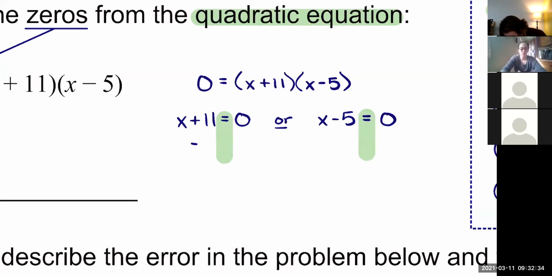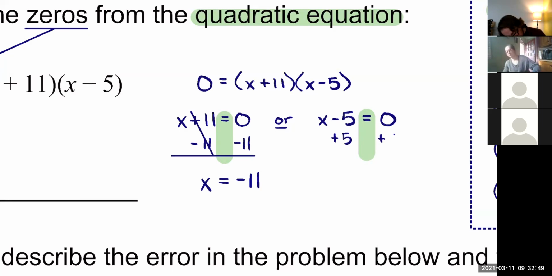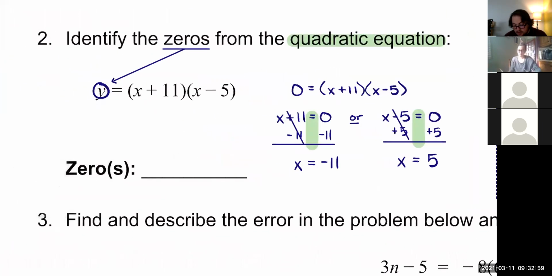Minus 11. Minus 11 from both sides. So I get x equals 0, take away 11 is negative 11. What about the second one? Add the 5. Add the 5 to both sides. So I guess that x by itself, 0 plus 5 gives me 5. So my two zeros or solutions or roots, again, you're going to learn a lot of different terms to describe the same thing. In this case, my zeros here are negative 11 and positive 5.